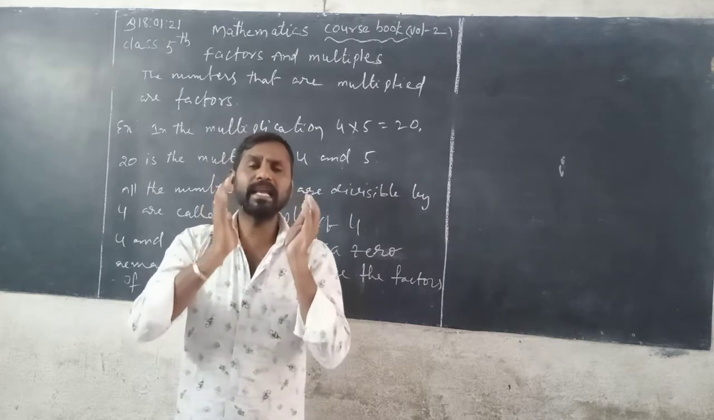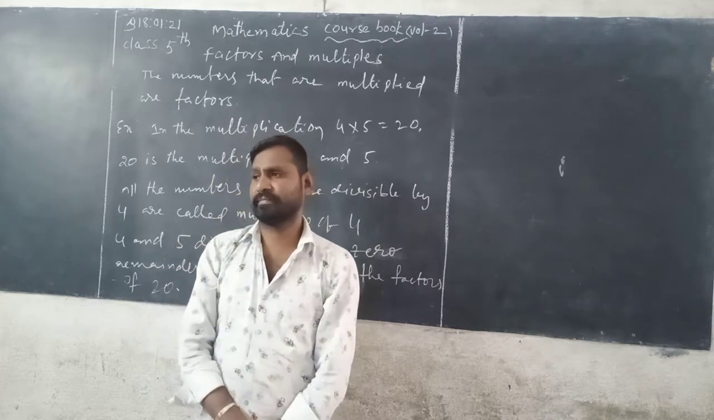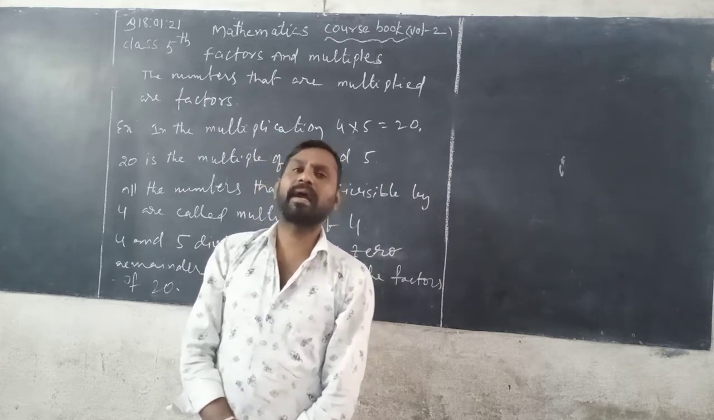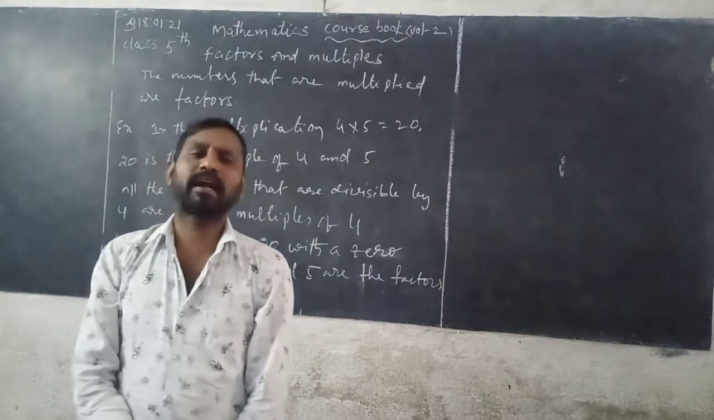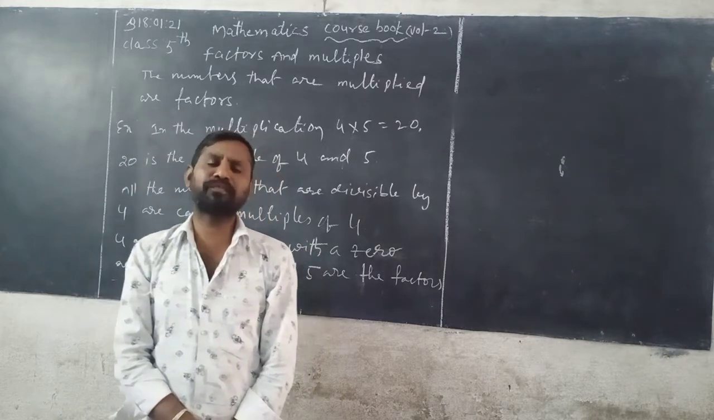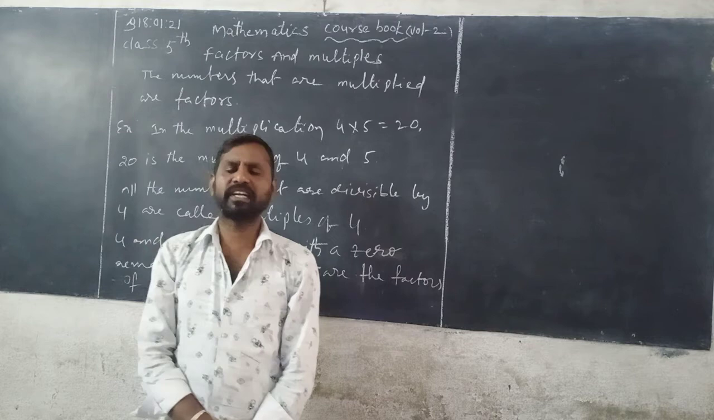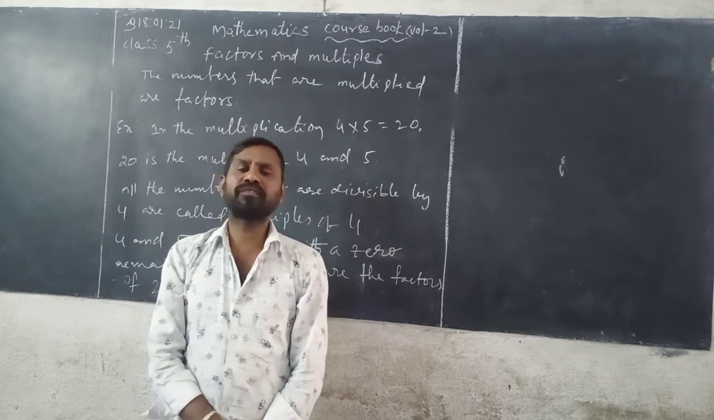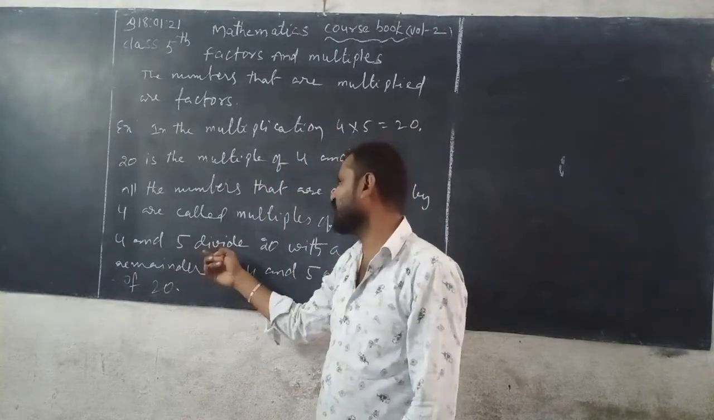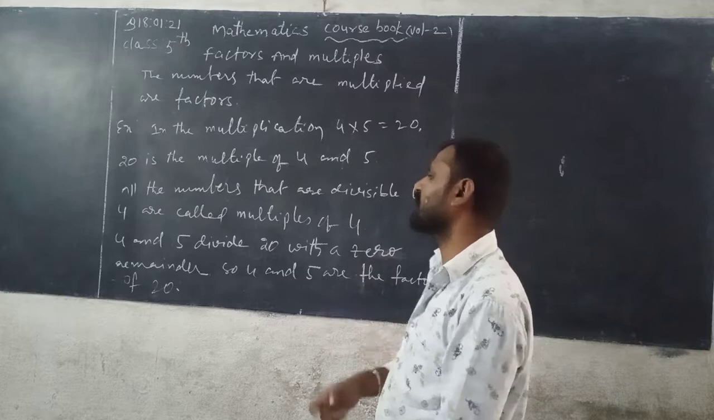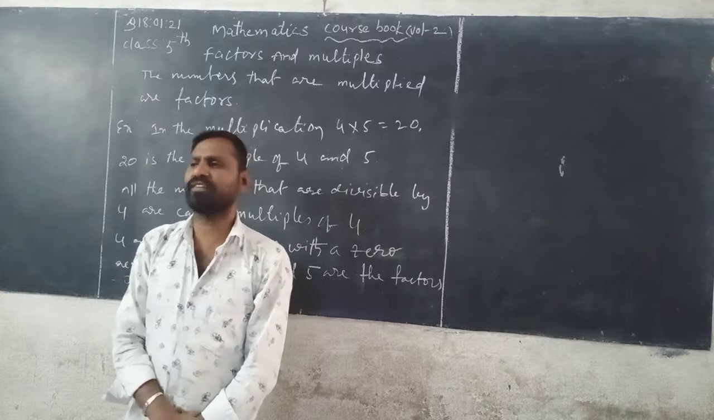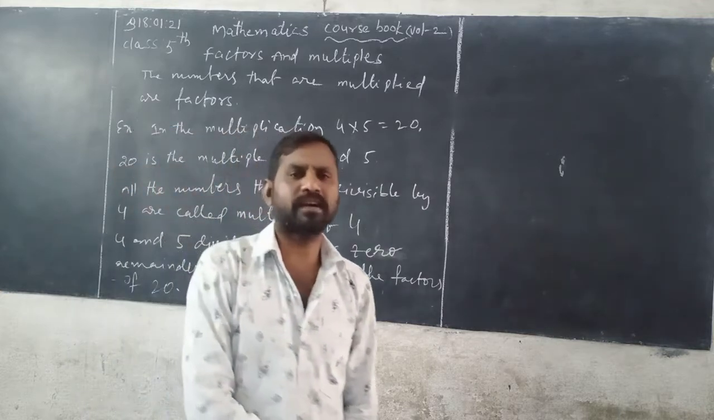Means here any number that divides another number with remainder 0 is called a factor. Did you understand? Now I take 20 divided by 4. 4 5s are 20. Then here 5 and 4 are called factors of that number, means factors of 20. 4 and 5 divide 20 with 0 remainder. Here 4 and 5 are called factors of 20. Write down there.